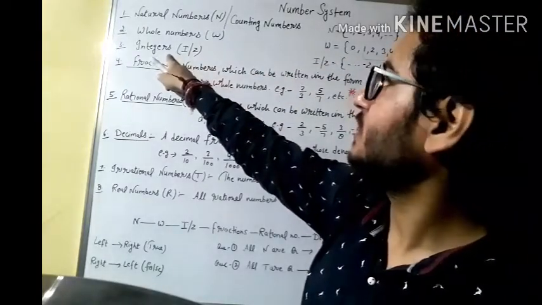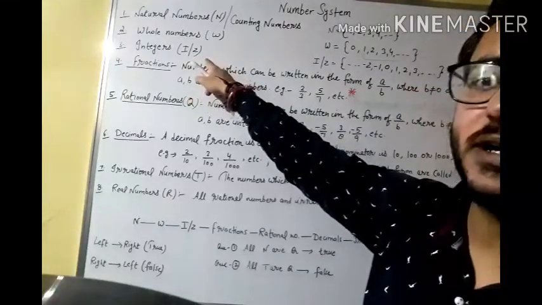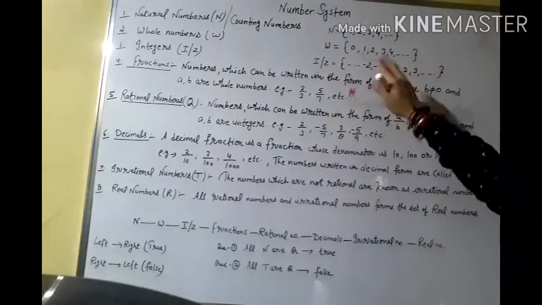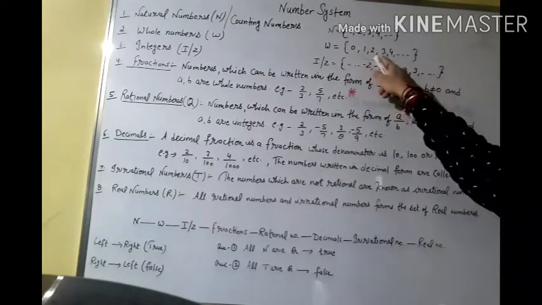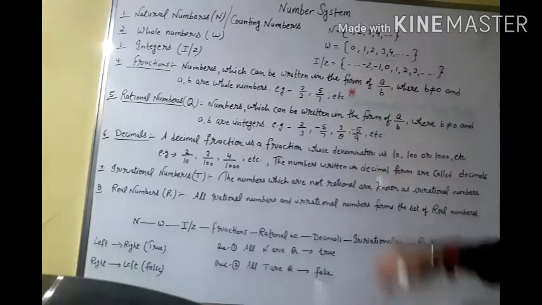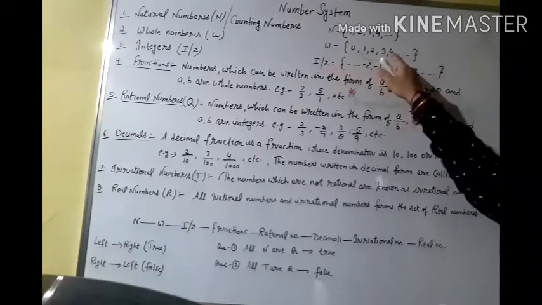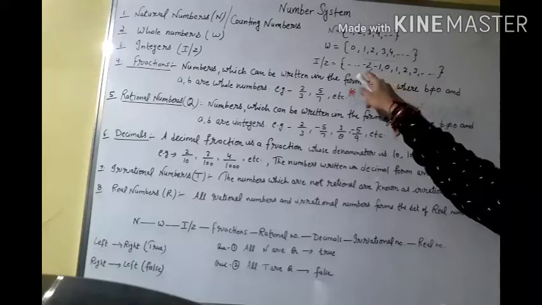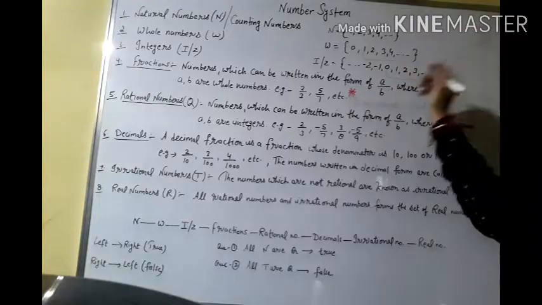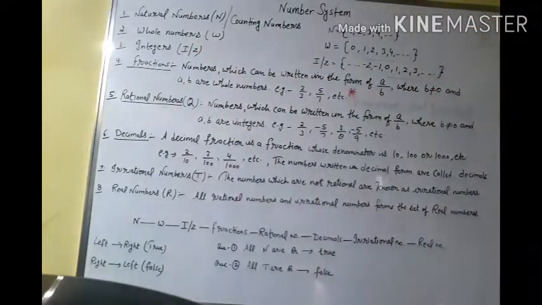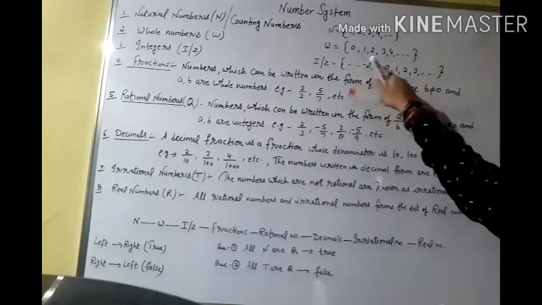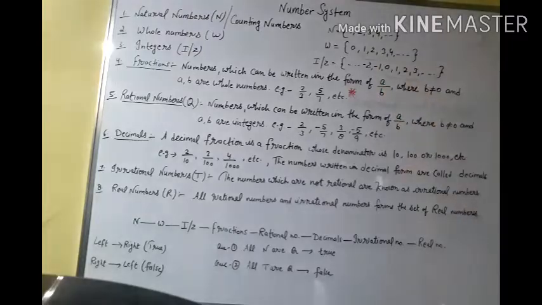Another set of numbers is integers. Integers are represented by capital I or capital Z. The definition of integers is: when we add the negatives of all the whole numbers, the new set so formed is known as the set of integers. 1, 2, 3, 4, these are the whole numbers. When we take their negatives also, minus 1, minus 2, minus 3 and so on, along with the set of whole numbers, the newly formed set is known as the set of integers. Integers are positive as well as negative, but 0 is neither positive nor negative.